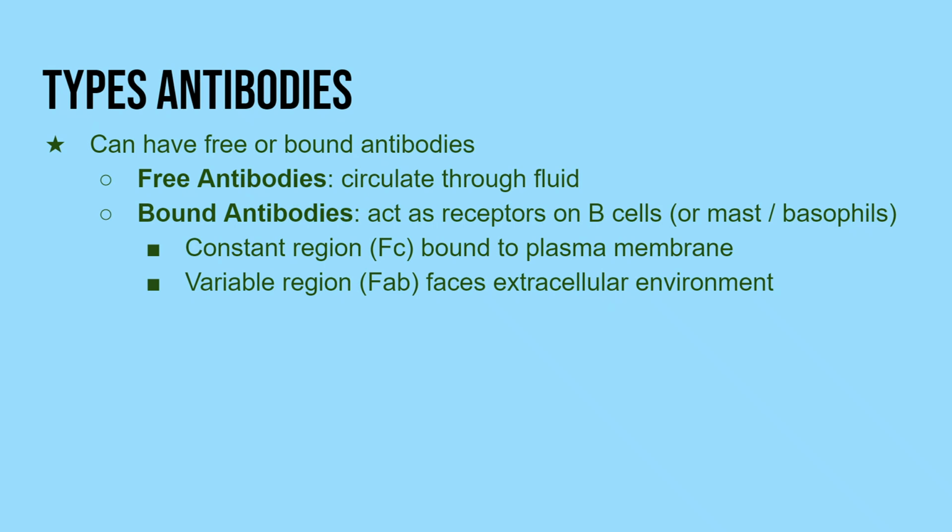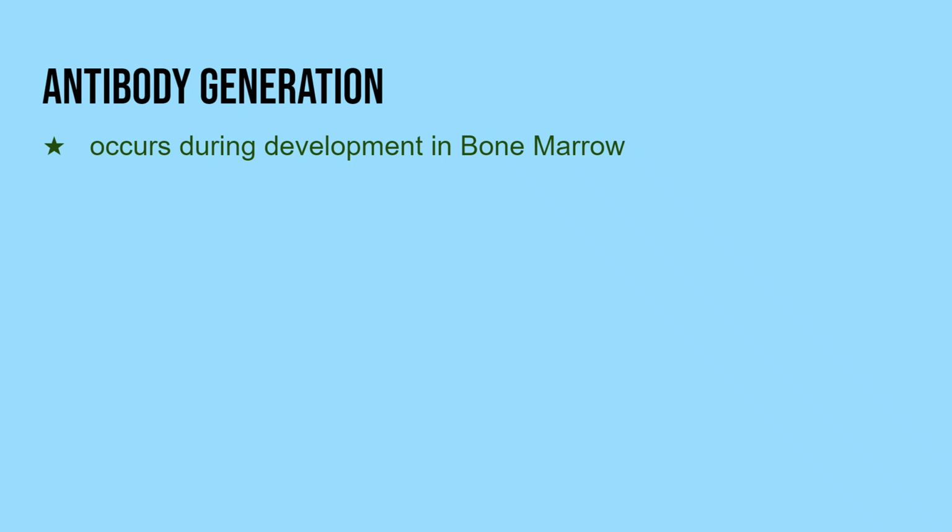And then there are two types of antibodies. Free antibodies are circulating through your fluid to try to bind an antigen, and bound antibodies act as those receptors on the B cells. The variable region is what's binding the antigen, and the Fc region is what's bound to the plasma membrane. So it kind of extends from the B cell like a Y. And then antibody generation occurs during development in bone marrow. Just wanted to add that in there.